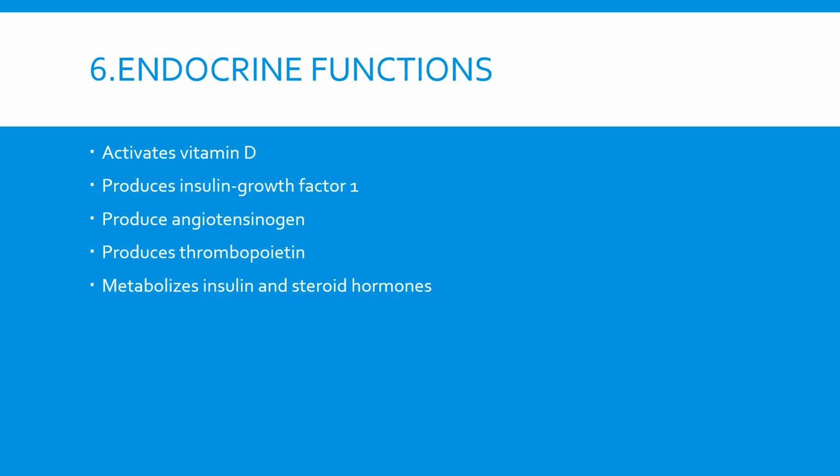Let's look at endocrine functions, the hormones now. The liver activates vitamin D. It also produces insulin-like growth factor 1, majorly for growth hormone. It produces angiotensinogen. Remember the RAS system for BP management. Then it produces thrombopoietin for platelet production. It also metabolizes insulin and steroid hormones.